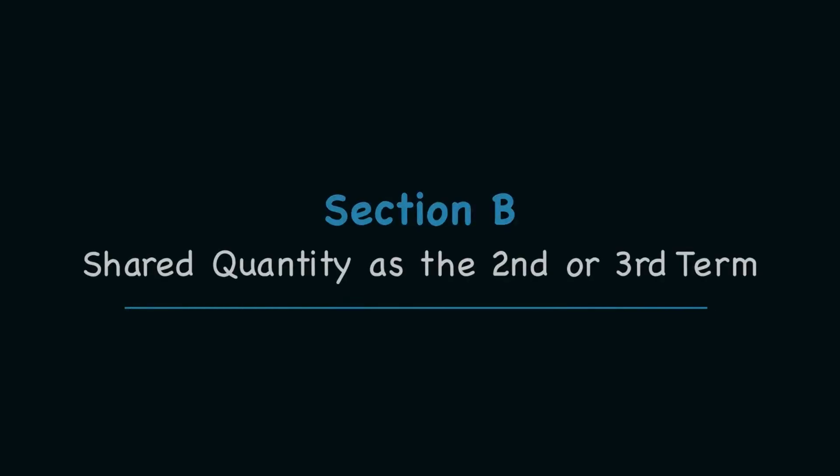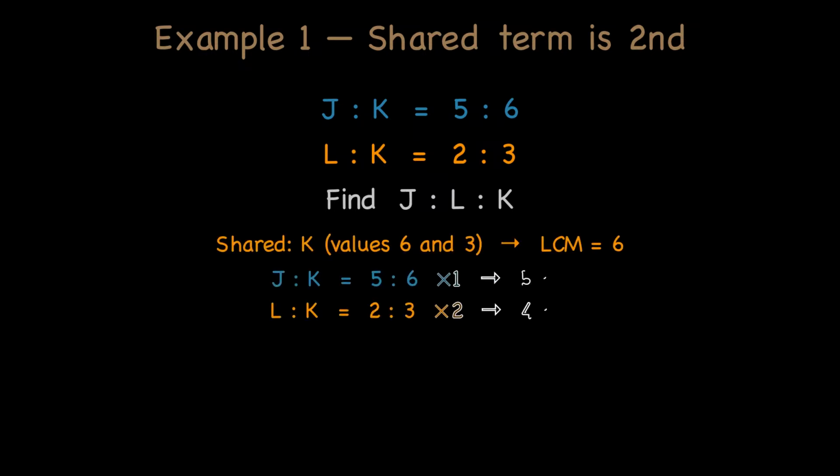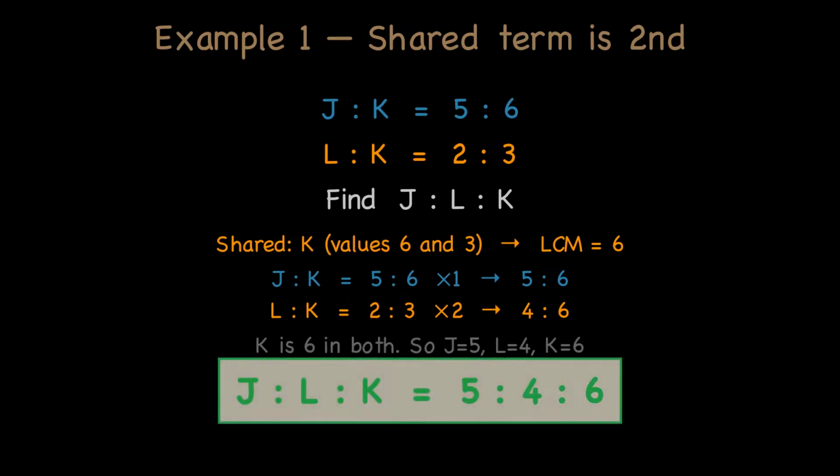Section B, shared quantity as the second or third term. Section B, example 1. J to K equals 5 to 6 and L to K equals 2 to 3. This time, the shared quantity, K, is the second term in both ratios. The method is exactly the same. K has values 6 and 3. LCM of 6 and 3 is 6. J to K stays as 5 to 6. For L to K, multiply 2 and 3 by 2 to get 4 to 6. K is 6 in both scaled ratios, so J is 5, L is 4, and K is 6. The answer is J to L to K equals 5 to 4 to 6.